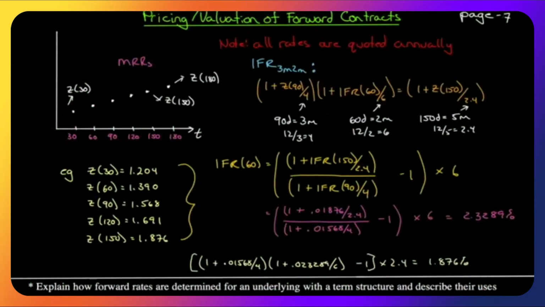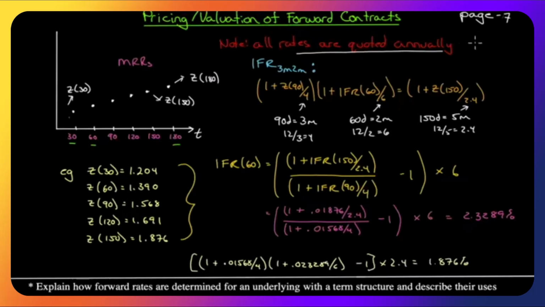Okay, let's walk through an example of calculating an implied forward rate for a period of 2 months here. Here is a term structure of market reference rates, 30 days, 60 days, all the way to 180 days, and each of these dots represent one of these rates. So this here is Z30, meaning the rate for 30 days. There's the rate for 150 days, the rate for 180 days. And again, worth repeating, all rates are quoted annually. So when we see a rate for 1 month that is 1%, that is not 1% per month. That is an annual rate of 1%, but it will only compound for 1 month.